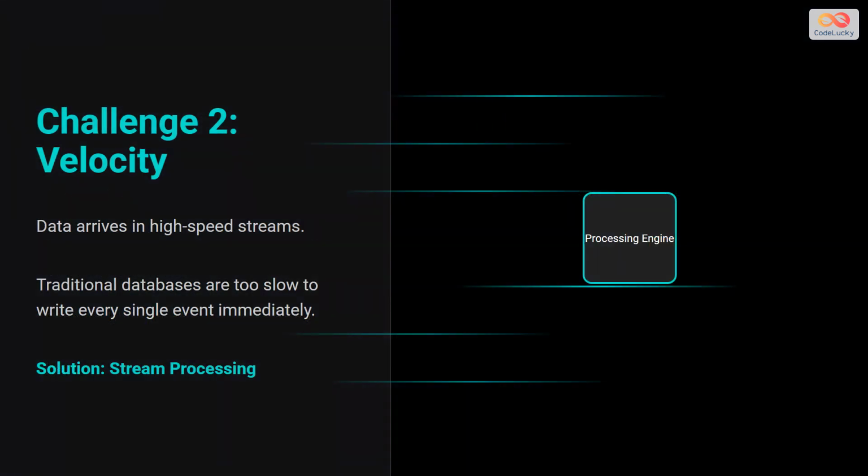Next is velocity. IoT data arrives in high-speed streams. Traditional databases are designed to write one record at a time, which is too slow for millions of simultaneous events. To fix this, we use stream processing engines that analyze data while it is still moving.